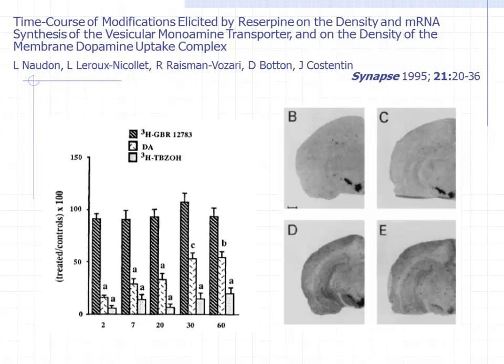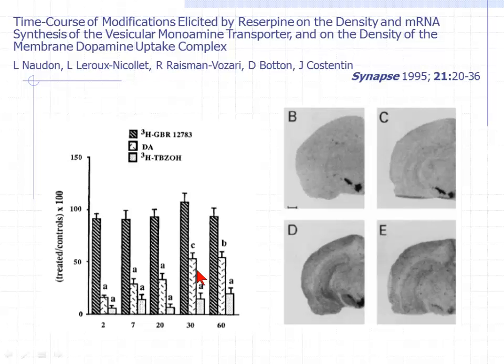Now, there are other interesting aspects of vesicular neurotransmitter transporters that support our notion that these are not aggressively regulated sites. This is an experiment that comes from L. Naudon and his colleagues and Dr. Costentin in France, where they administered a single very high dose of reserpine to experimental animals, to rats. Reserpine binds to the transporter and inactivates it permanently. So it alkylates the protein and takes it completely out of action.